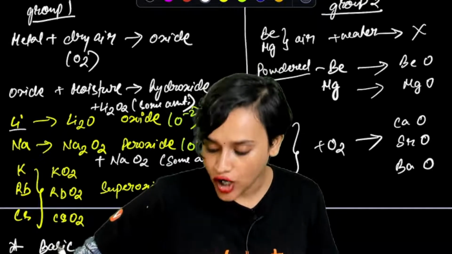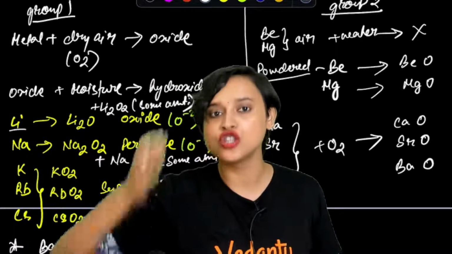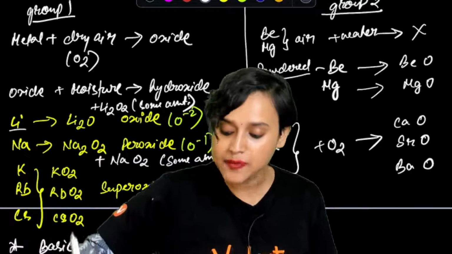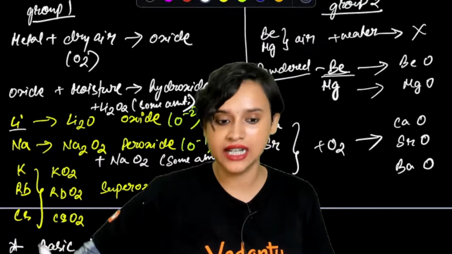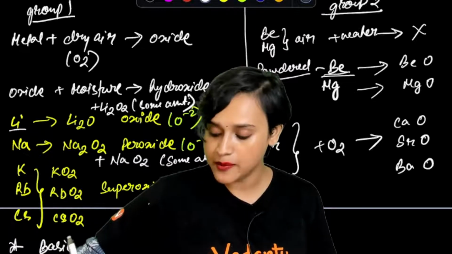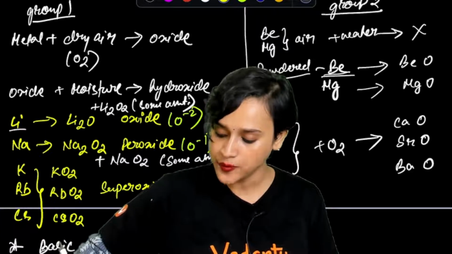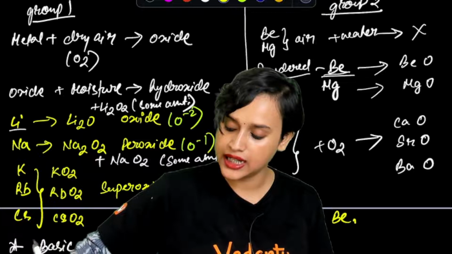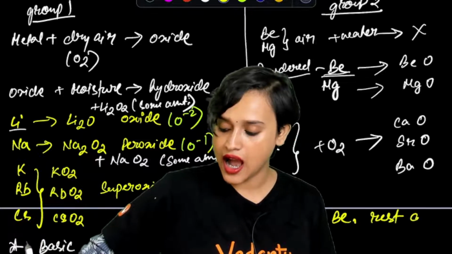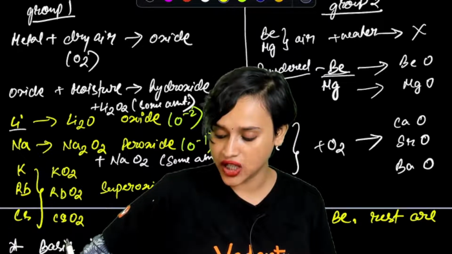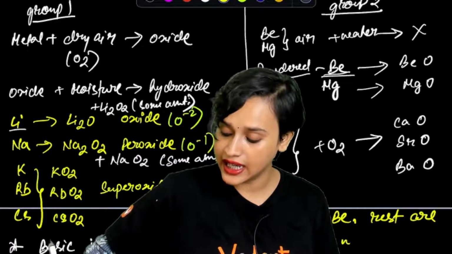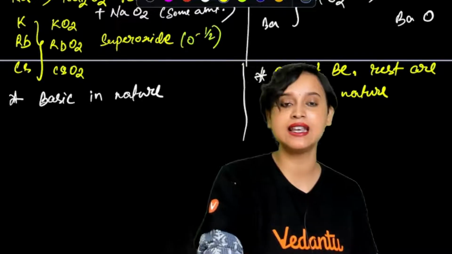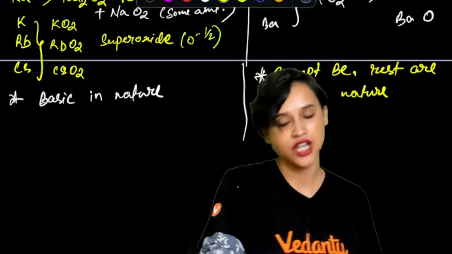And of course, we know that since these are also metallic in nature, except beryllium, yes, rest all are basic in nature. So let's write that down. Except beryllium, rest are basic in nature. Make sense or nonsense, everybody? Is this clear, guys? All right.